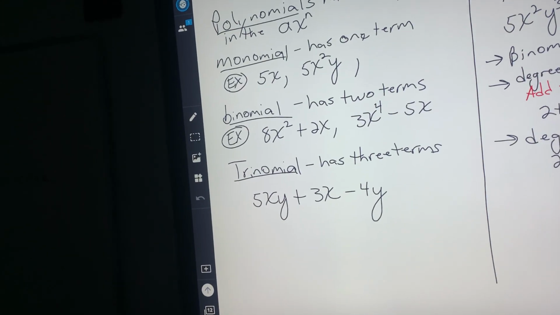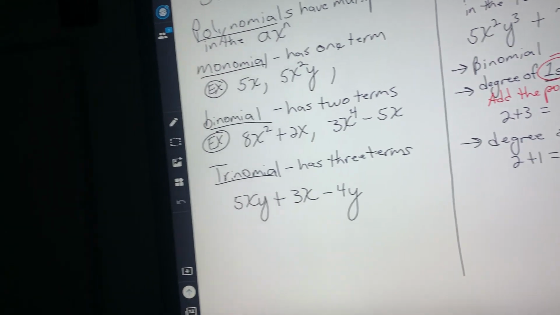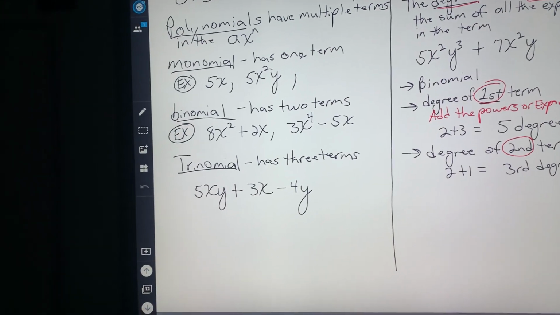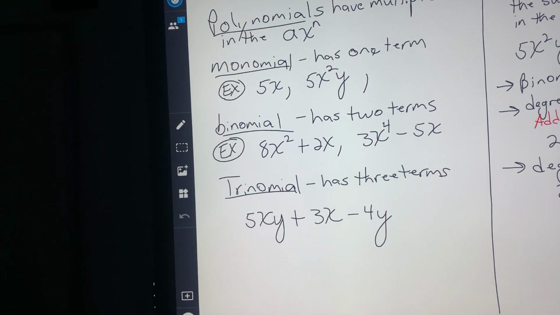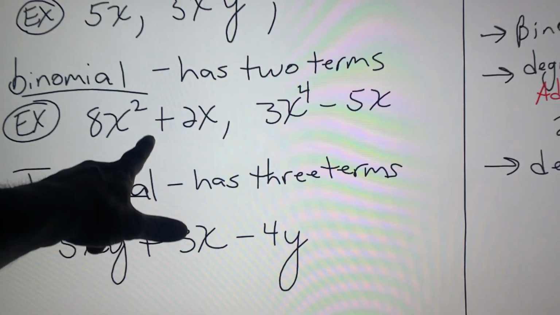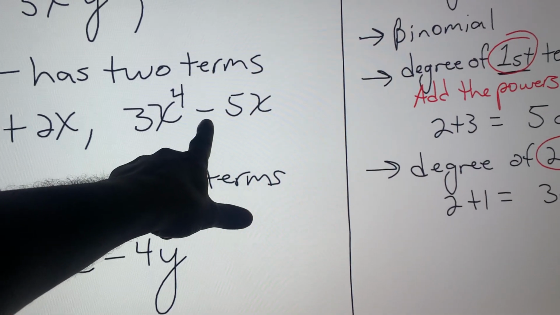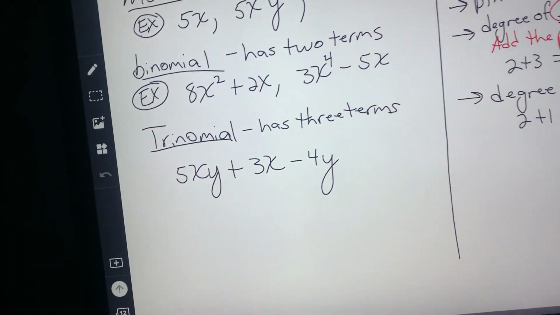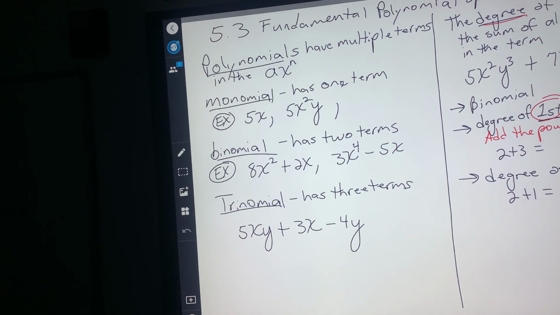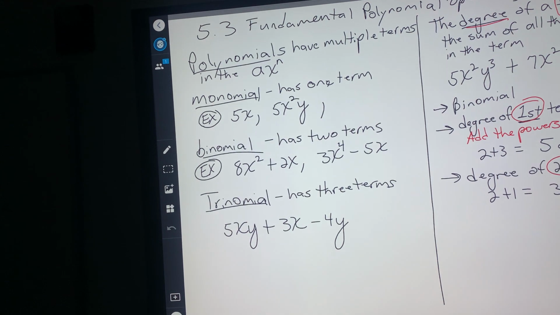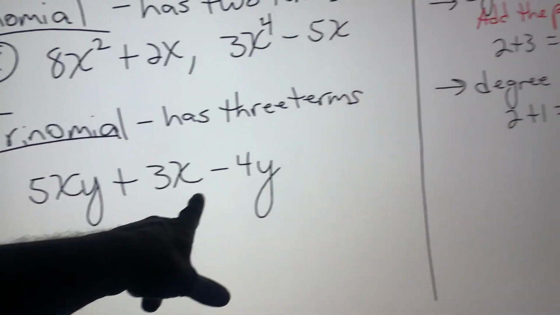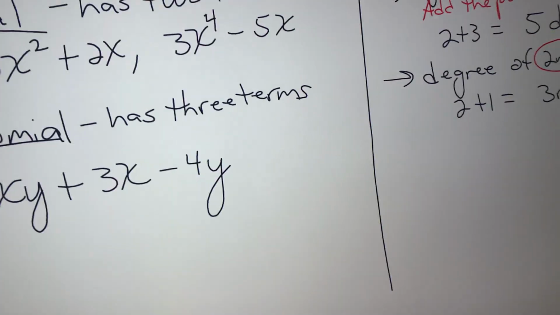What separates terms is a plus or a minus sign. If you look at the example for binomial, binomials have two terms. We have a plus sign there and a minus sign in this other example. Those are examples of binomials, and they have two terms. Terms are always separated by plus or minus. We have a trinomial here which has three terms: first term, second term, and third term.